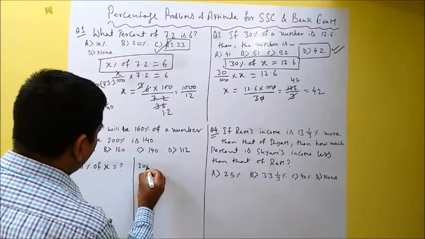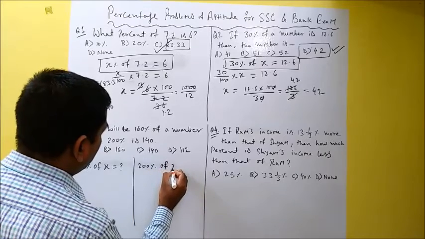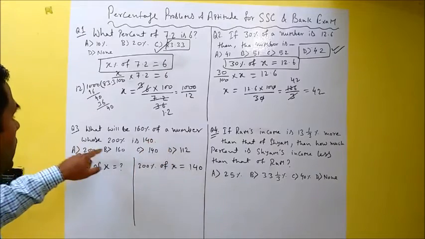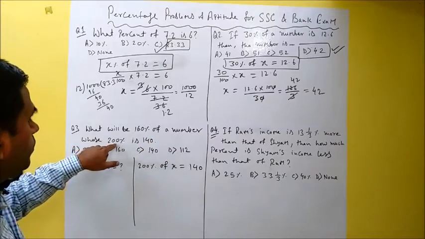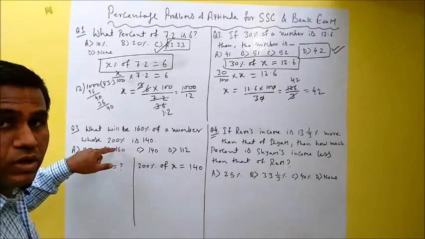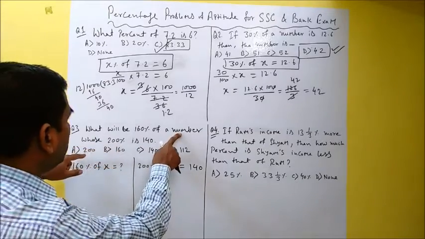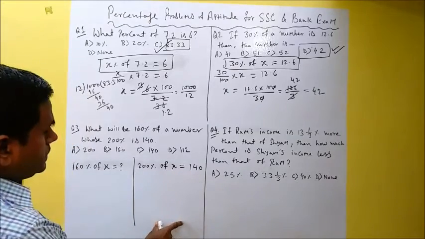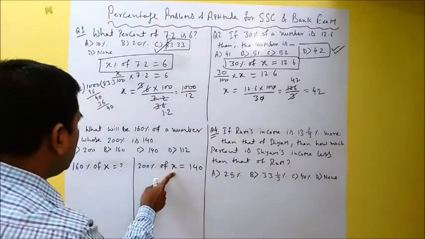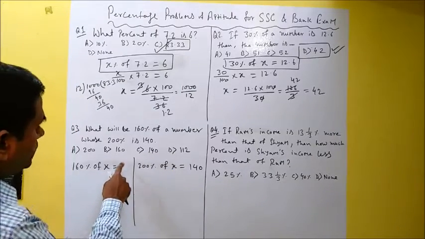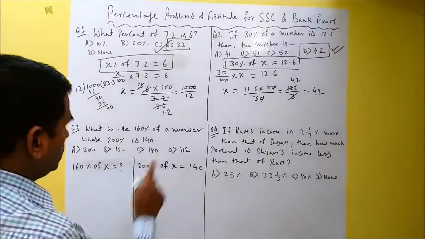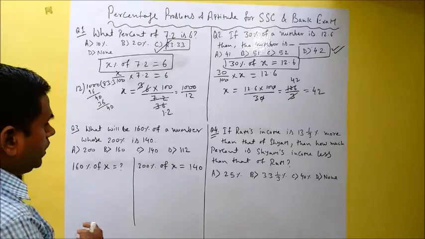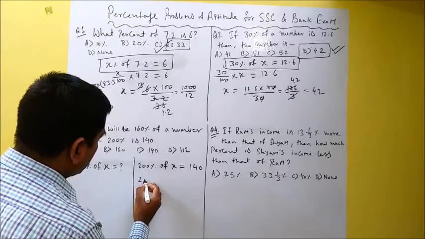See, what will be 160% of a number, whose 200%, that means 200% of x, is 140. This is the second part of the question. 200% of what? 200% of the number. So 200% of x is 140. So we will solve this and we'll find the value of x. We'll keep this value of x here and we will find this missing number. That will be the answer. This question is a little lengthy, but no problem, we will quickly solve this out.